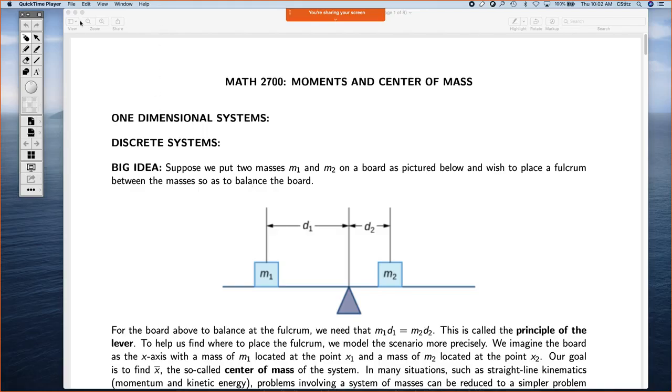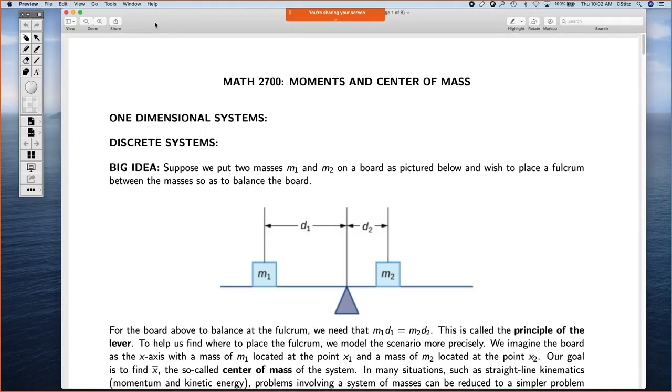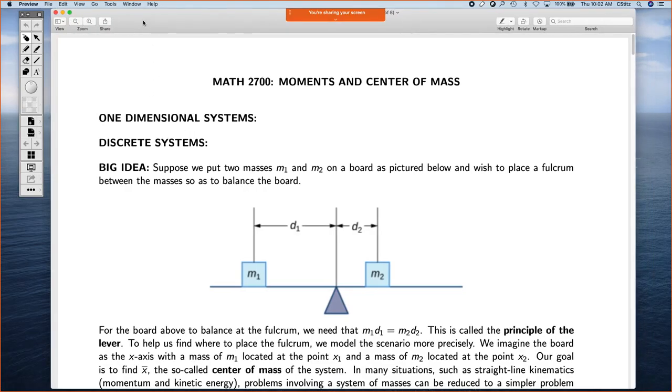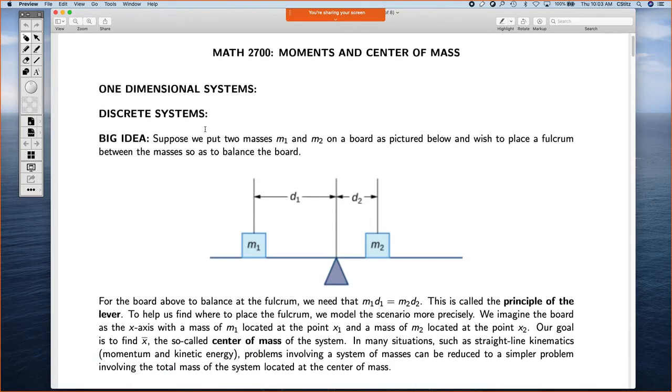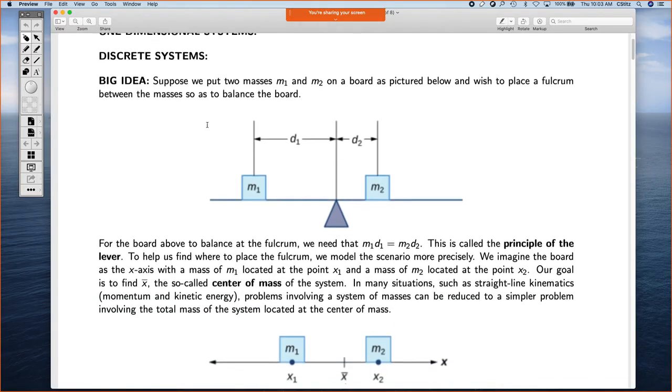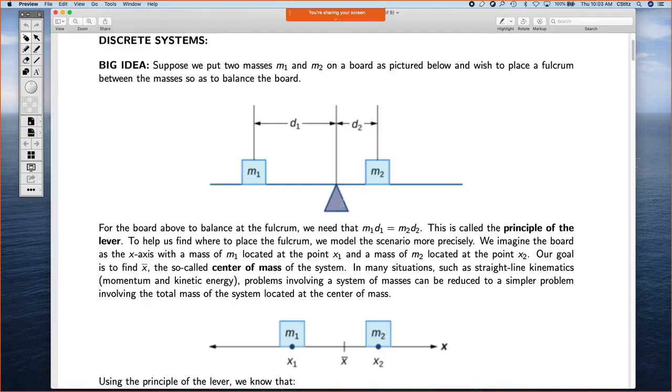So the governing principle behind what we're going to be looking at today is the principle of the lever. All right. So here's the big idea. Suppose we put two masses on a board as pictured below. So you can think of this as like a seesaw.